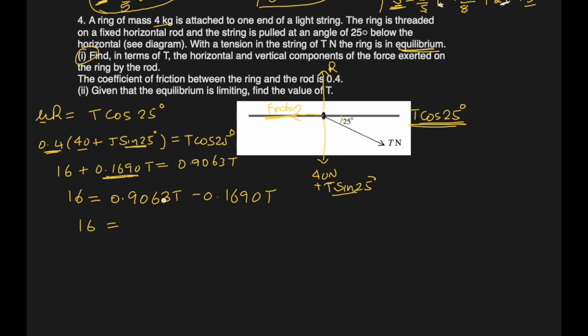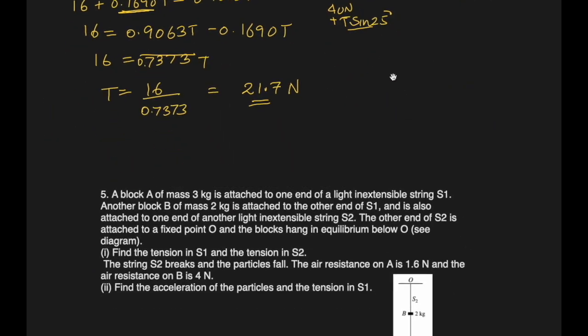16 equal to 0.7373 T. So T will be 16 divided by 0.7373, and finally it is 21.7 newtons. So we got tension as well. So we found T and we wrote the components as well. So question number 4 completed.